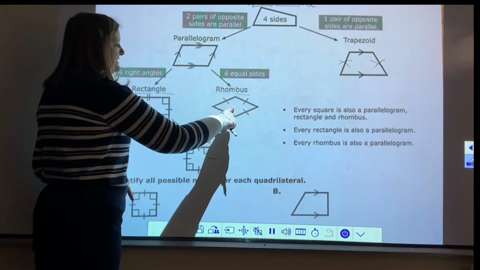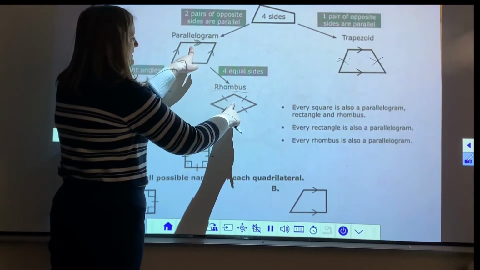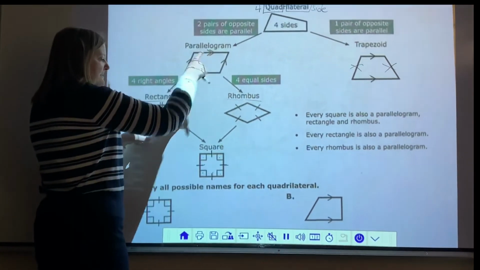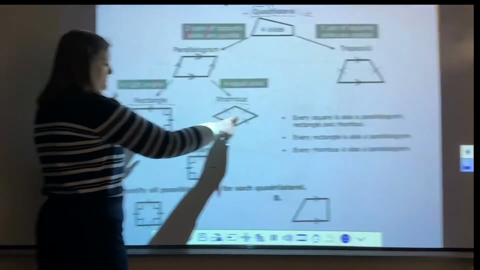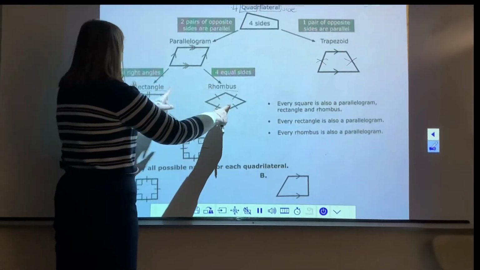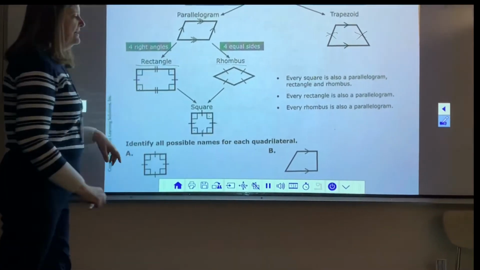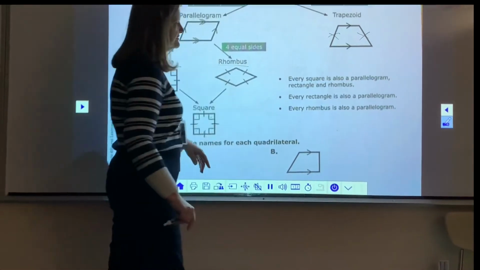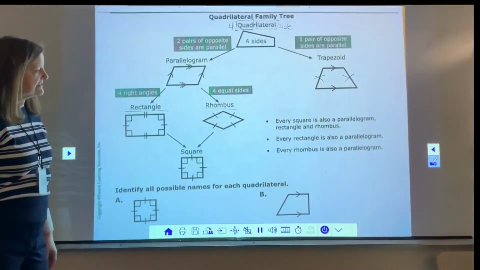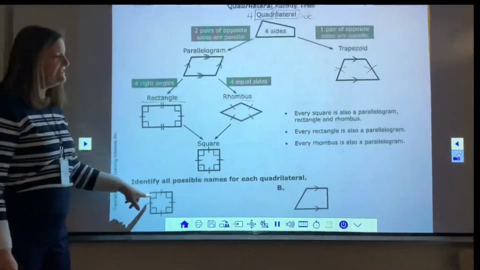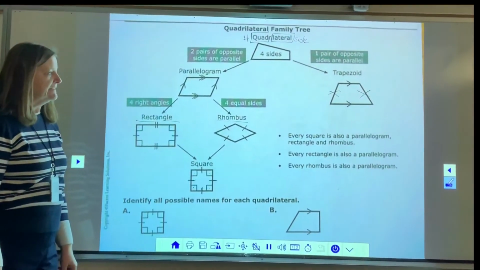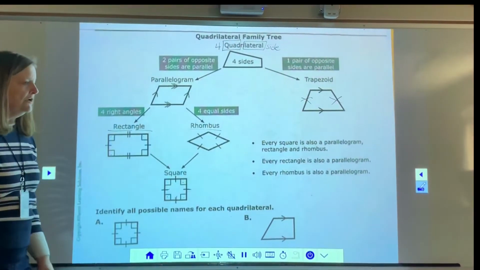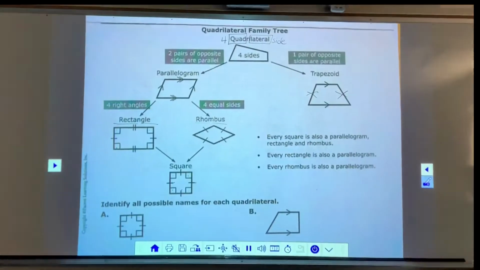A rhombus is also a parallelogram. A rectangle is also a parallelogram, but a rectangle is not a rhombus. A rhombus is not a rectangle. And all of these together are quadrilaterals. So it's that simple. Let's look at some examples of how to actually determine what kind of quadrilateral a shape is.